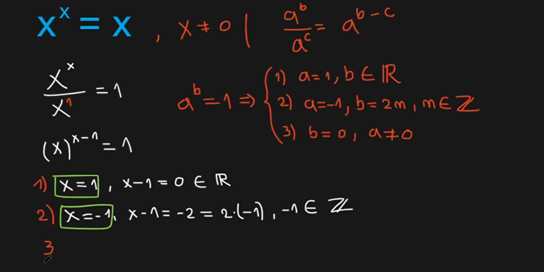And the third case, when b, in this case the exponent x minus 1, is equal to 0, and the base x cannot be 0. So from x minus 1 is equal to 0, x is 1, not 0. So there is a root, x is equal to 1. So we can see that there are only two roots. x is equal to positive or negative 1. And this is our answer.